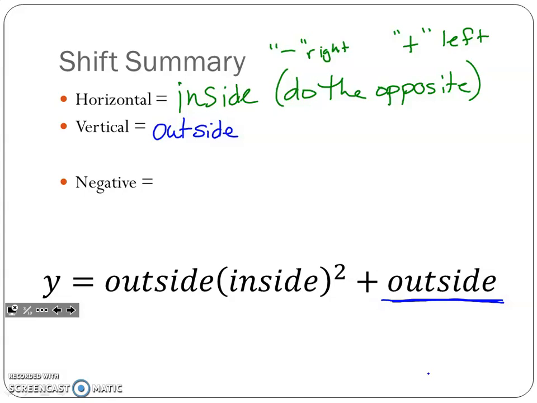Now when we mess around with some other stuff, you guys are going to figure out that you can also have some stuff out in front of the parentheses. So if I had y equals negative x plus 1 squared, the x plus 1 is on the inside. That's a horizontal change. But this negative on the outside is going to cause a vertical change. And we'll talk about negatives in the next video.